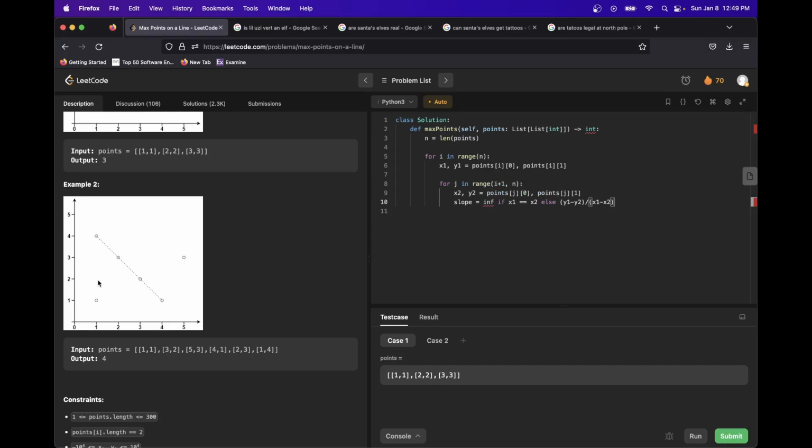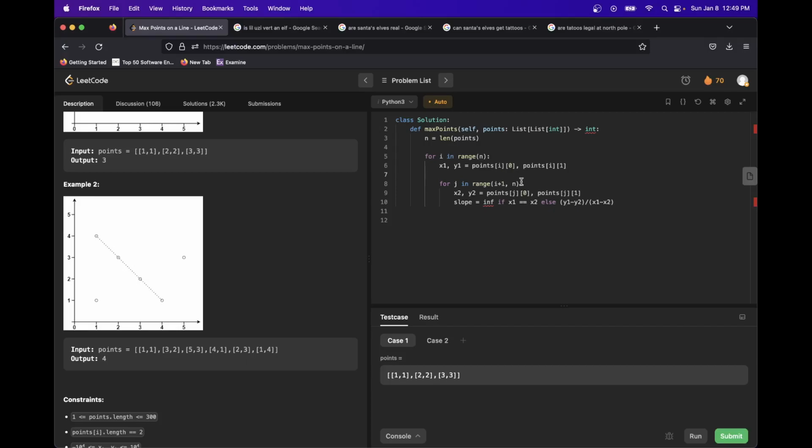It's arguably not, because something divided by 0 is not infinity. It's indeterminate. But if you think about it, as the slope approaches infinity, the line that would make would approach this line. So it feels like a pretty apt way to call it. But it doesn't really matter, because ultimately this is just going to be a key in a dictionary.